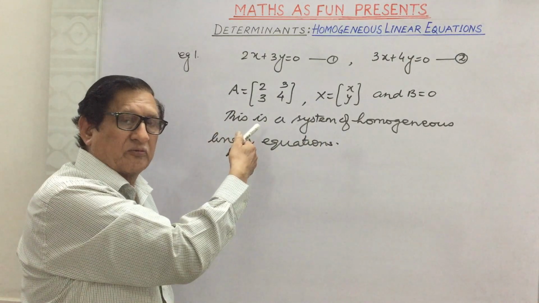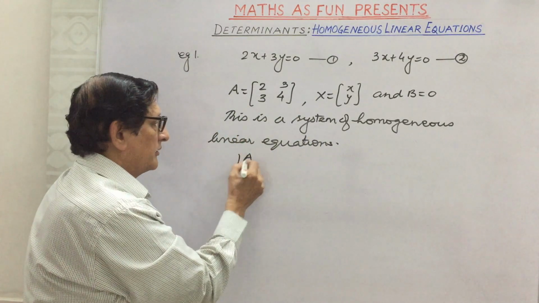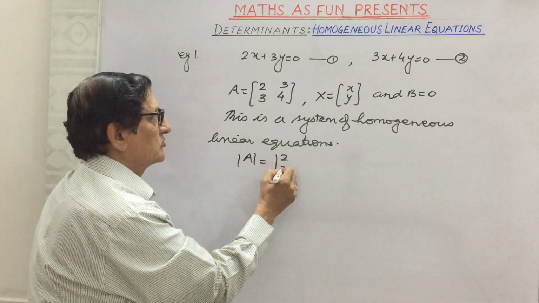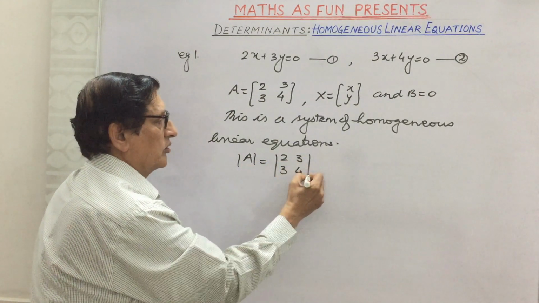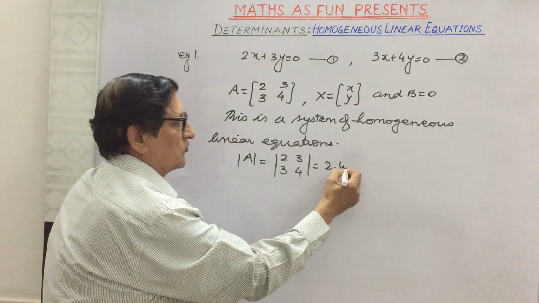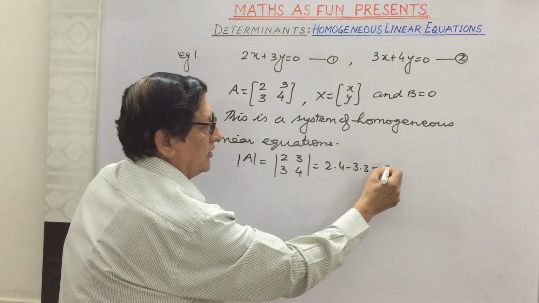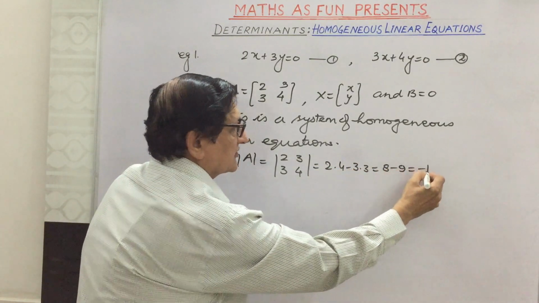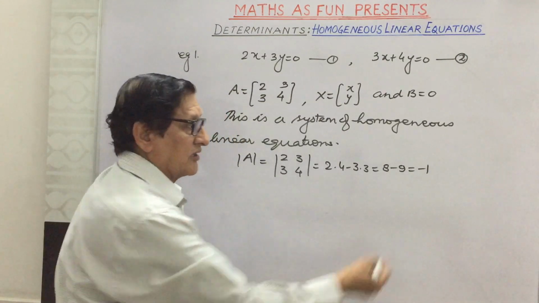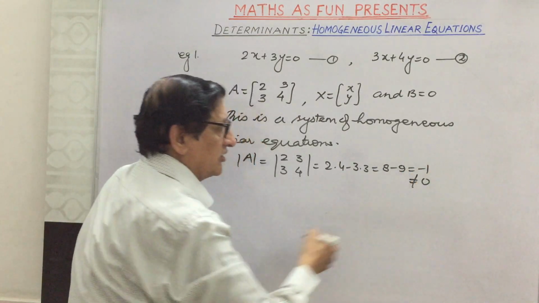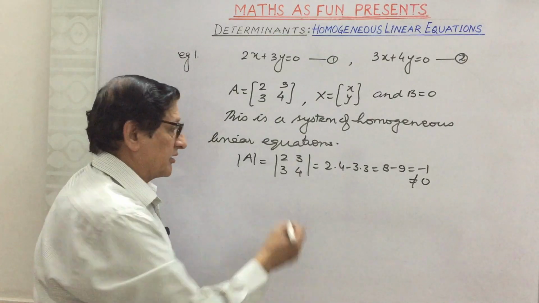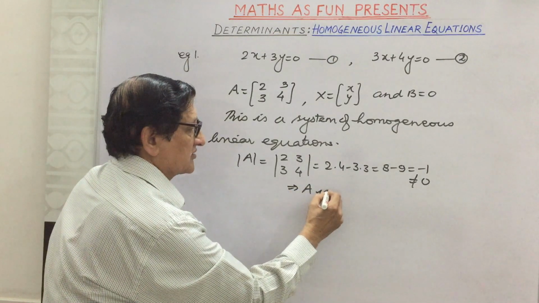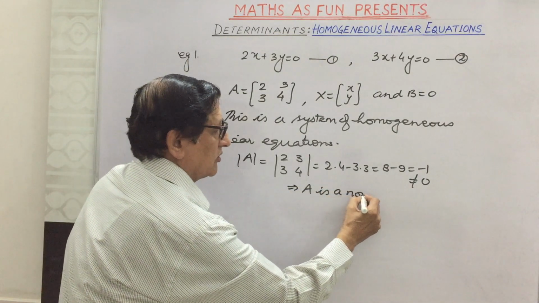We find the value of determinant A. Determinant A here is 2, 3, 3, 4. This comes as 2 into 4 minus 3 into 3, that is 8 minus 9, which is minus 1. And this minus 1 is not equal to 0. It means A is a non-singular matrix.